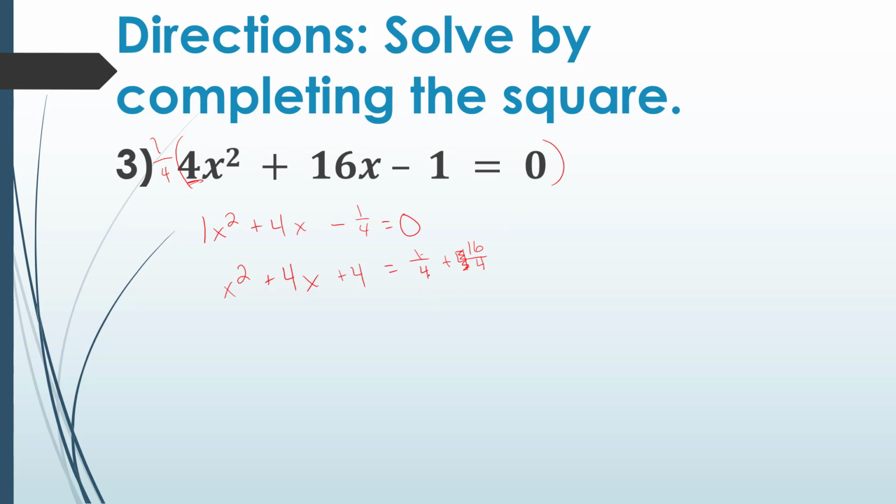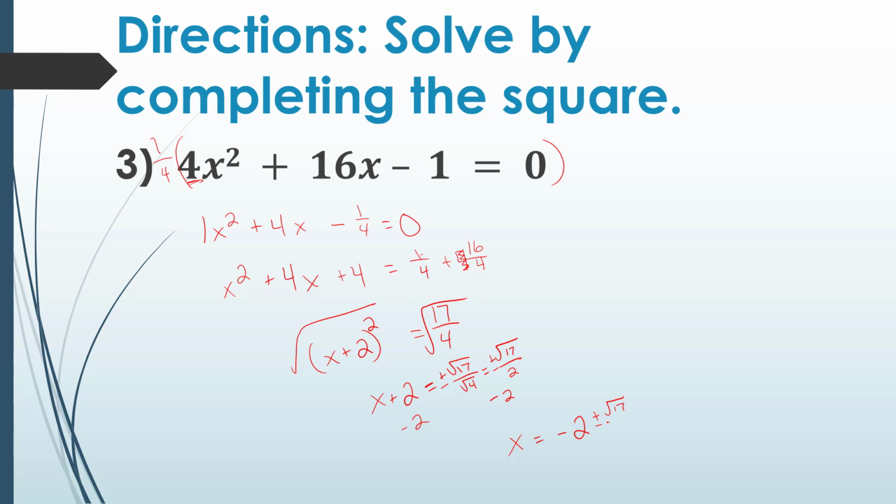All right, so let's clean things up a little bit. We have 1/4 plus 16/4 is 17/4 is equal to x plus 2 squared. And so we'll take the square root of both sides, and we're left with x plus 2 is equal to the square root of 17 over the square root of 4. We know the square root of 4, that is 2. So we have the square root of 17 over 2. All right, we want to take this and subtract 2 from both sides. And so we're going to end up with x being equal to negative 2 plus or minus the square root of 17 over 2.